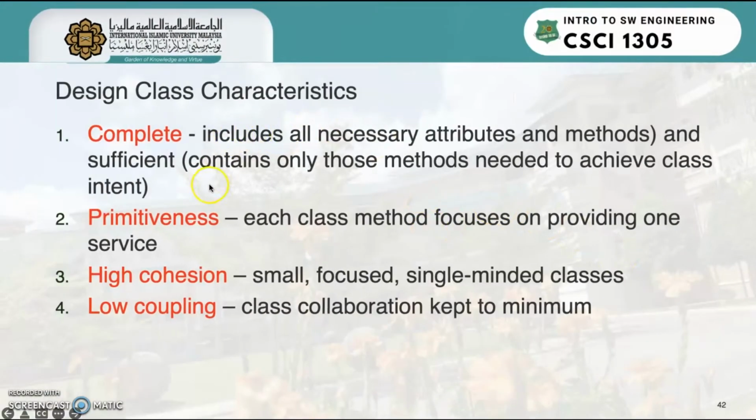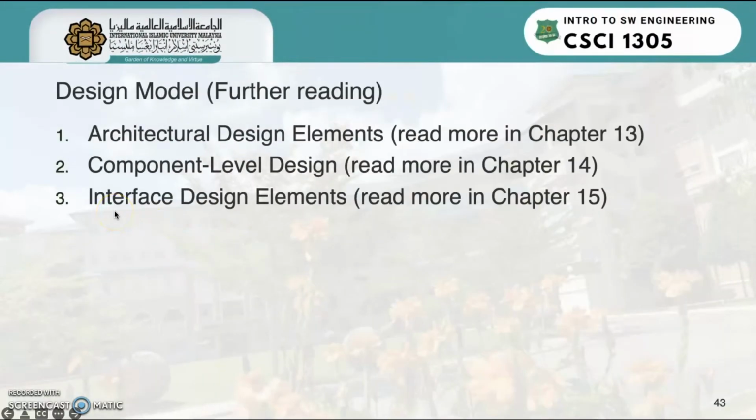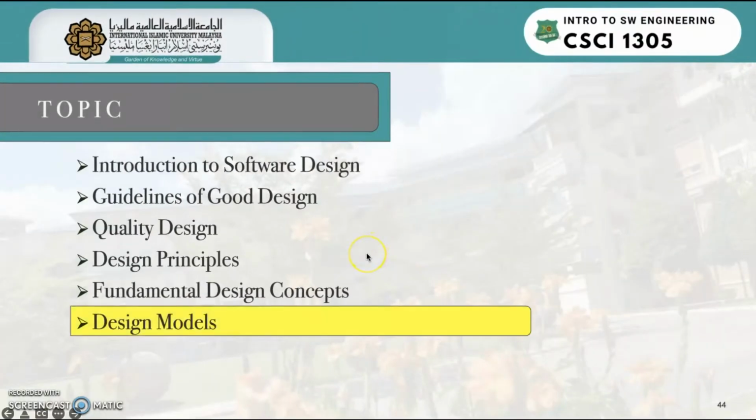Alright, so design classes, we want them to be complete, and then we want them to be high in terms of functional dependencies or primitiveness, and high in terms of cohesion, and also low in terms of dependencies between classes. Okay, or we say low coupling. Right? So you can read further on architectural design elements, component level design, interface design elements in the respective chapters of the textbook.